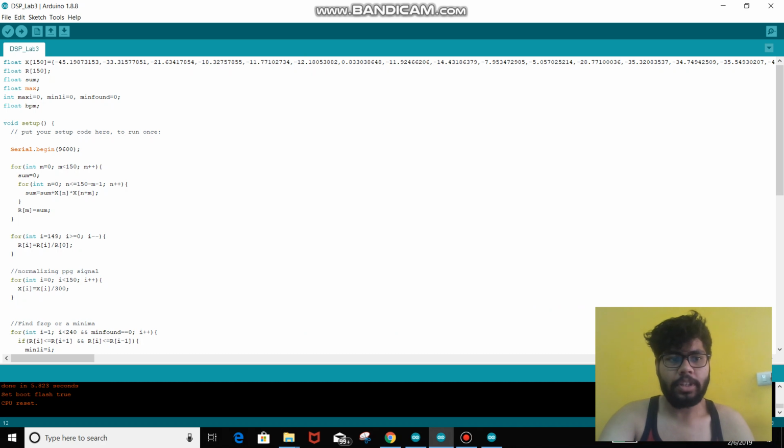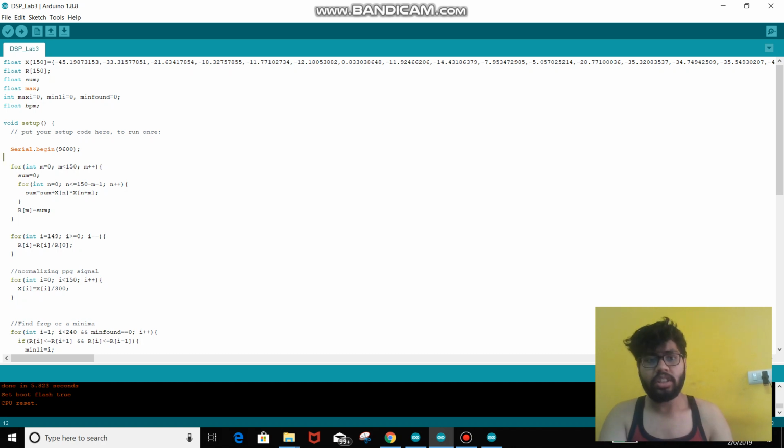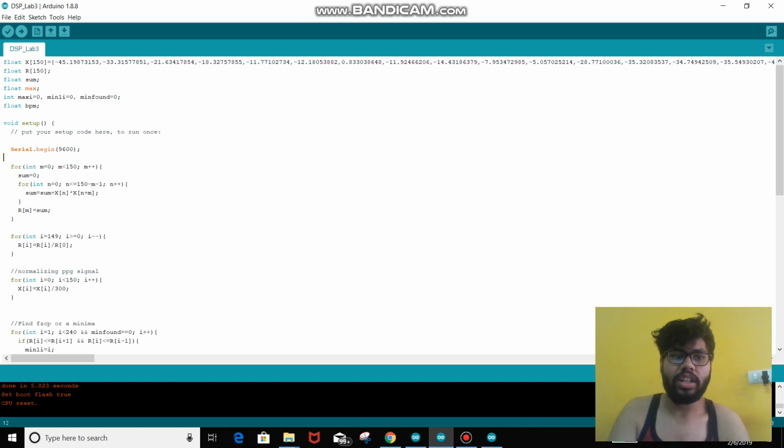The aim of DSP Lab Experiment 3 is to measure the heart rate from a PPG signal and identify the pitch frequency from a given voice message. So this is the code for measuring the heart rate of a PPG signal. As we can see, given the offline data, we have stored the data in an array called X, and we have declared another array R for calculating the autocorrelation function.